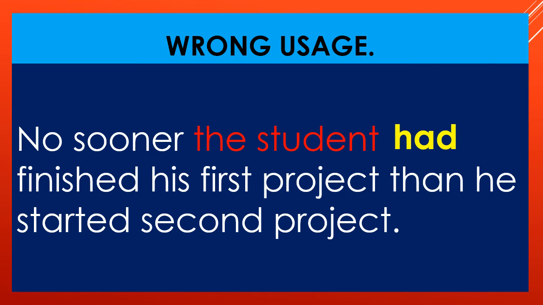But what's our rule? When you want to use no sooner, the auxiliary verb should be used first and the subject should be used next. Auxiliary verb plus subject. But here, subject plus auxiliary verb had. So this is the wrong usage of the no sooner. Most of the students will do mistake doing this one. So remember this one carefully. Okay, children, have you got clear now?